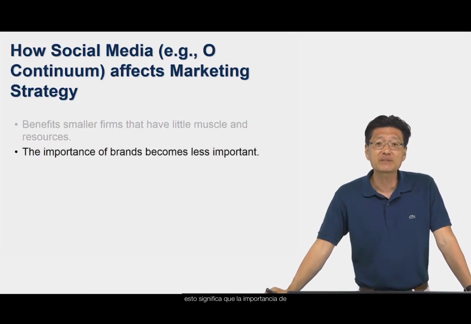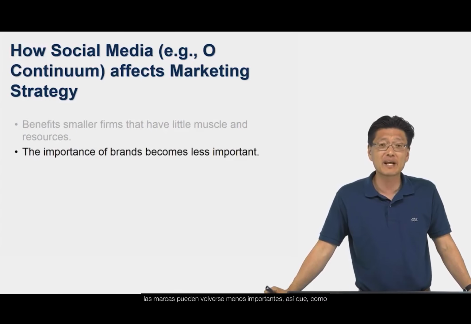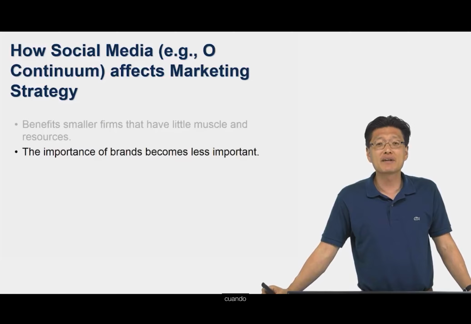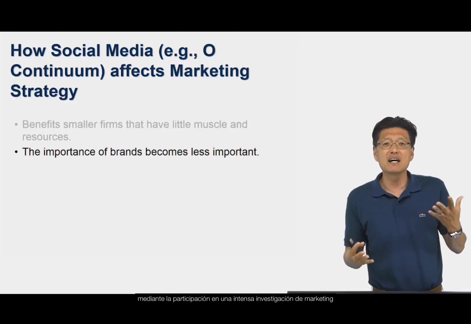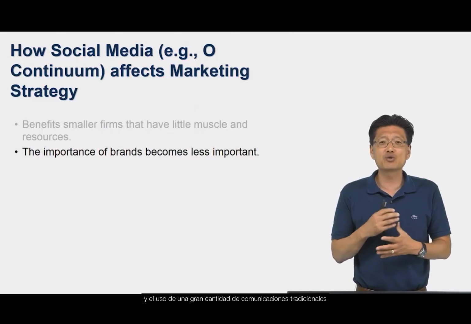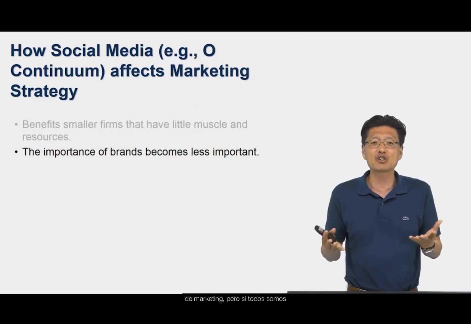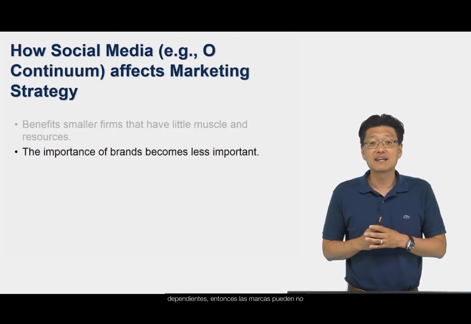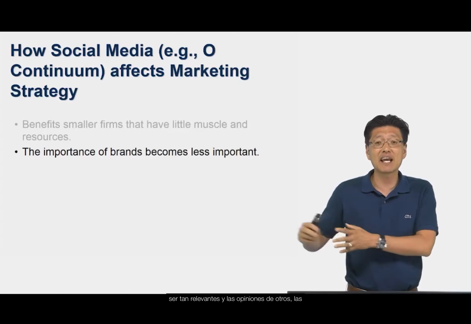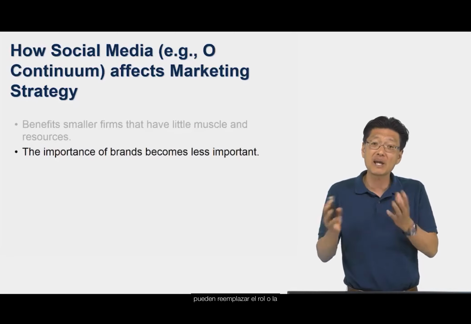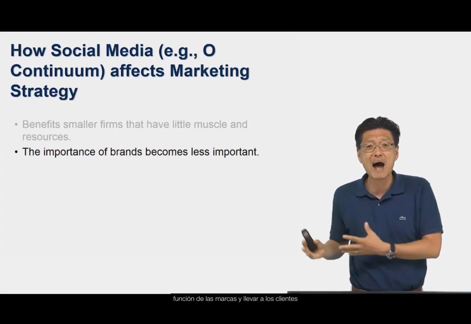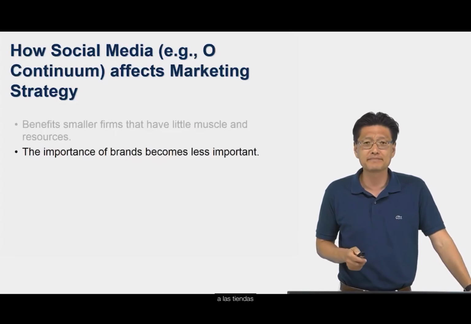This means that the importance of brands may become less important. When we are O dependent, the importance of a strong brand may become less important, because brands are typically developed by engaging in heavy marketing research and using a lot of traditional marketing communications. But if we're O dependent, then brands may not be all that relevant, and others' views, others' opinions, other people's voices may be able to replace the role or the function of brands and drive customers into the stores.